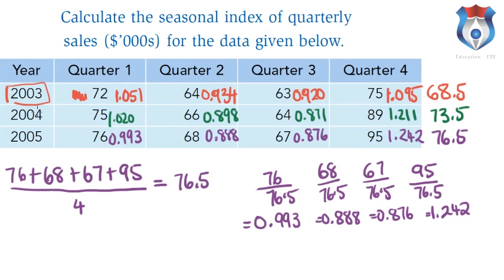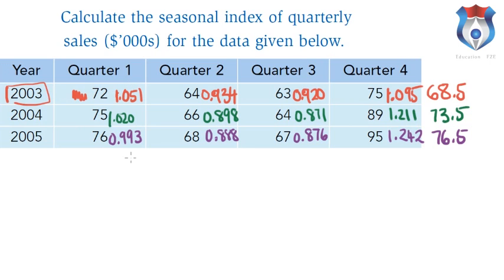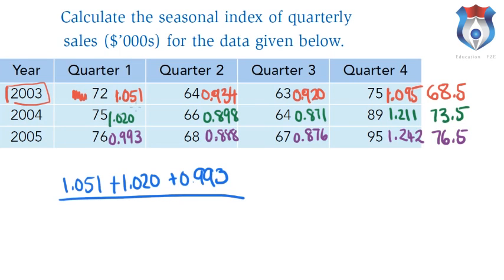And now that I have yearly proportions for all 3 of the years of data that I have, I can work out an overall seasonal index for each of these quarters. Now, to find the seasonal index, I average these 3 yearly proportions. So finding the average, 1.051 plus 1.020 plus 0.993. Add them up and divide by how many there are, which is 3. 1.021. So that is the seasonal index for quarter 1.